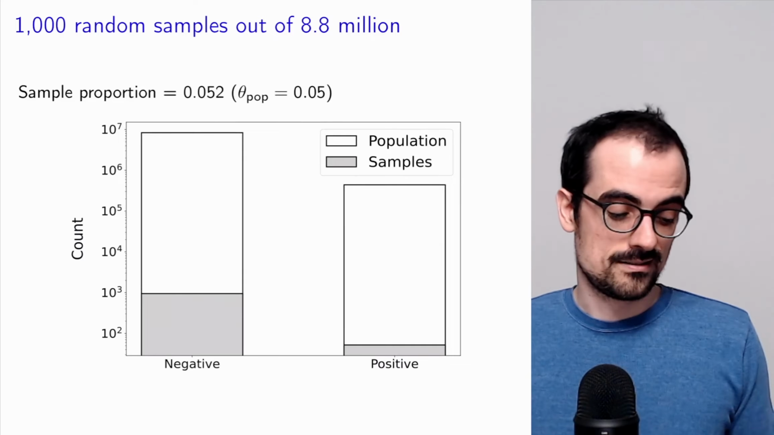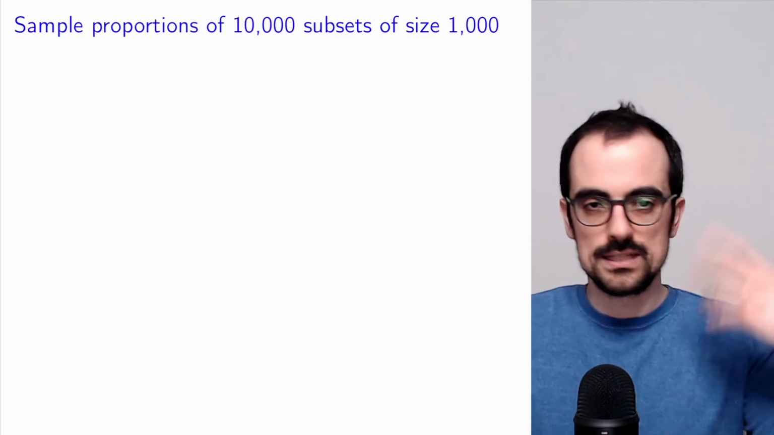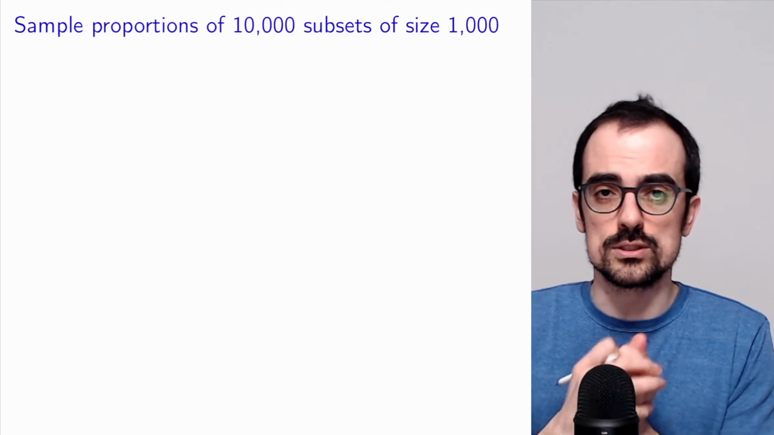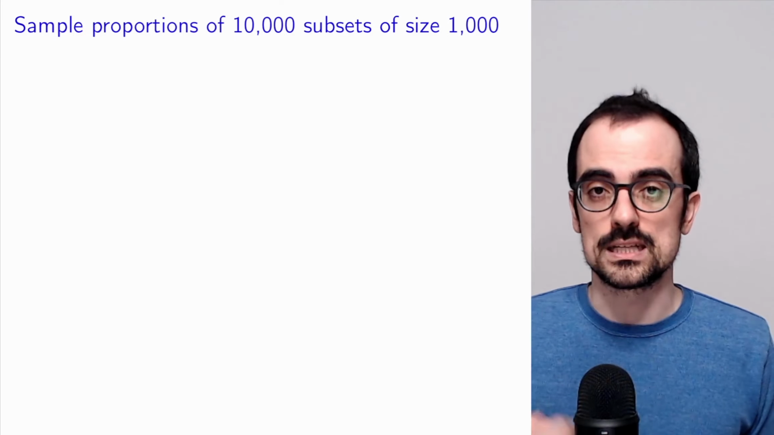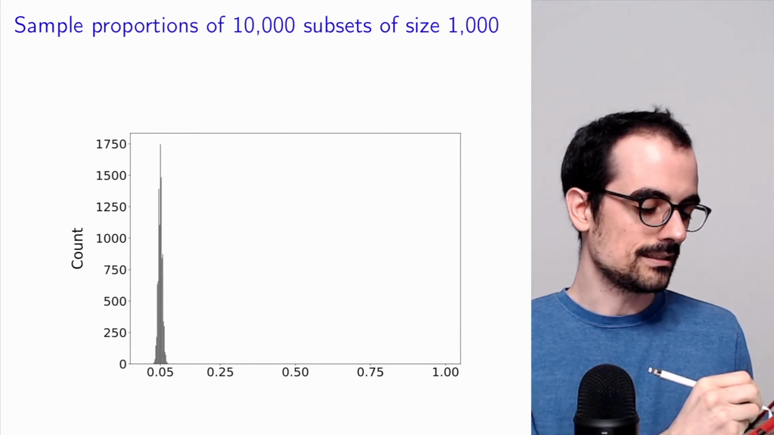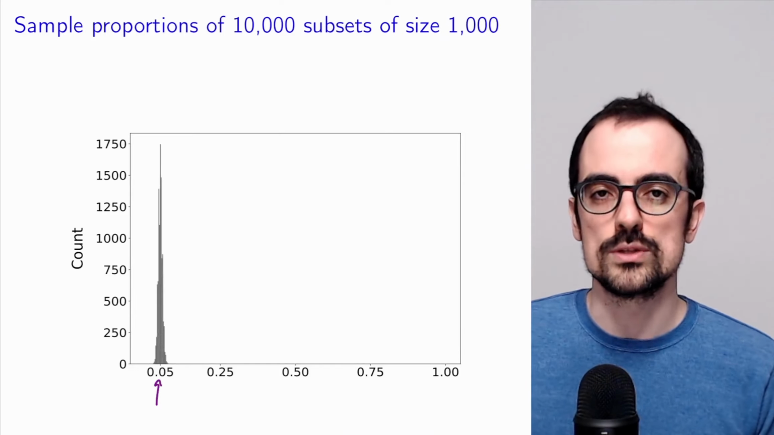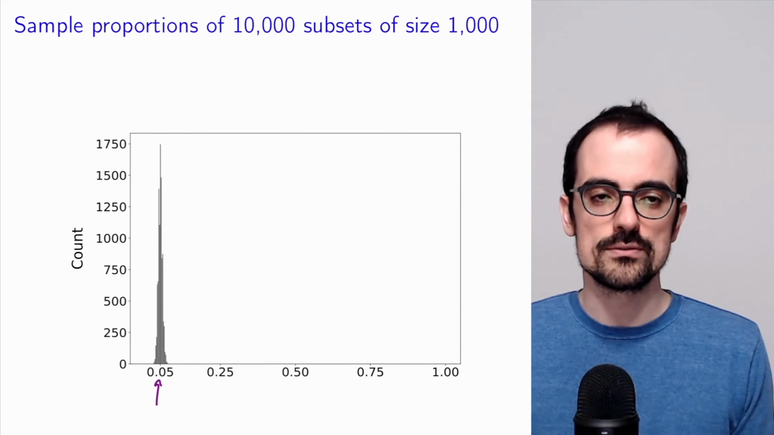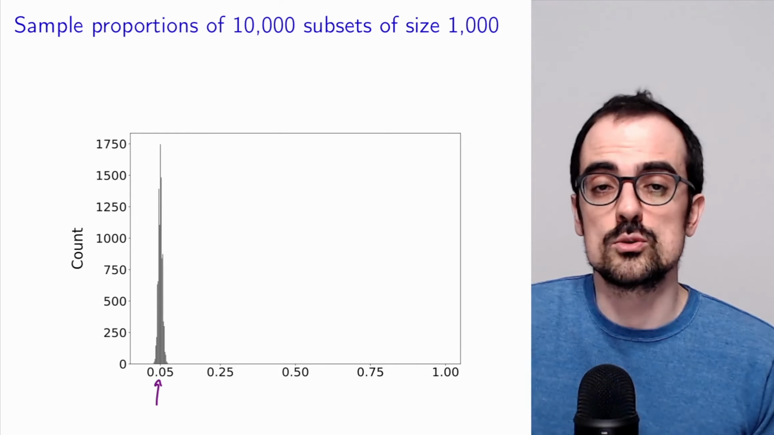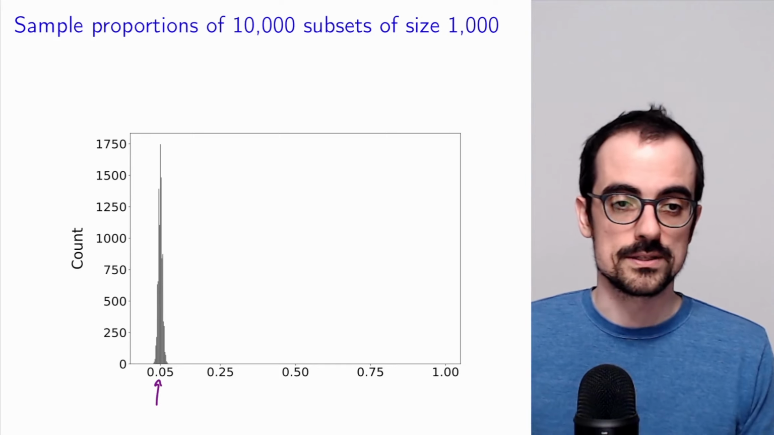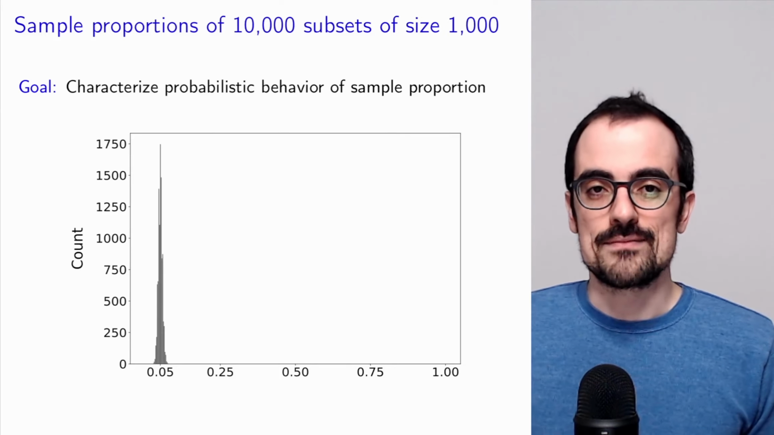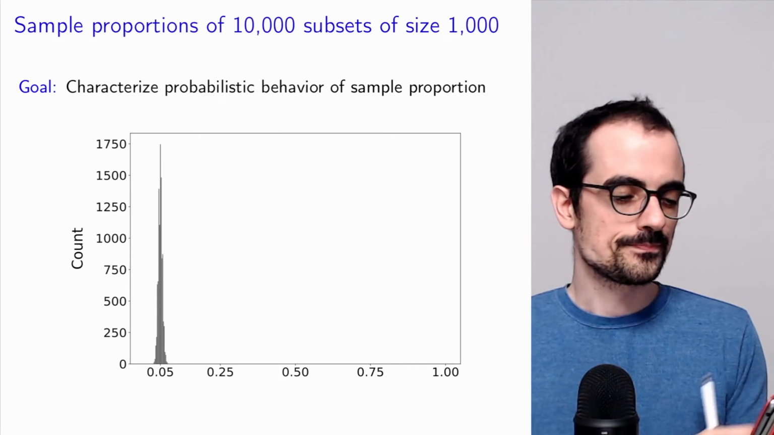If I again take a look at what happens if I repeat this 10,000 times to try to get a feeling for the distribution of this estimator that we're building, then we see that, again, we're tightly clustered close to the true proportion that is 0.05, which is great news. So now we're going to try to understand why this happens. We want to characterize the probabilistic behavior of the sample proportion.